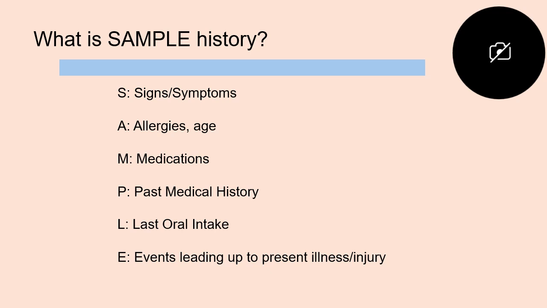And lastly, it's events leading up to the present illness or injury. That will help you understand the nature of the present illness that they're experiencing, and the events leading up to the patient's current medical situation. So what they did prior, or what could potentially have led them to exacerbate what they're feeling.